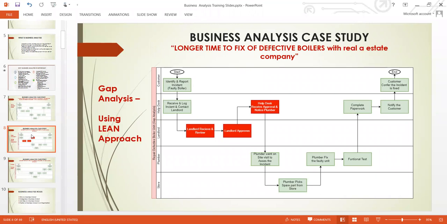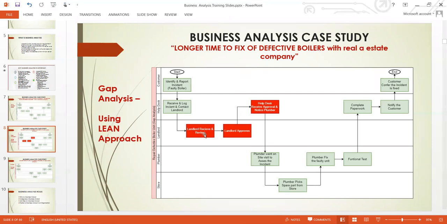This is still the same map, but now we have to look at it. We can see identify and report incident. Yes, it's a good point. Receive and log incident and contact landlord. Yes, it's a good process.